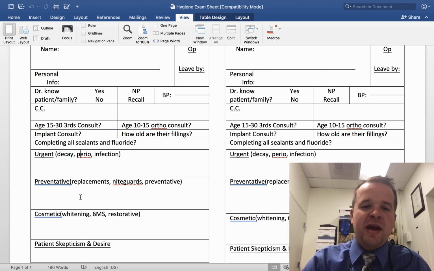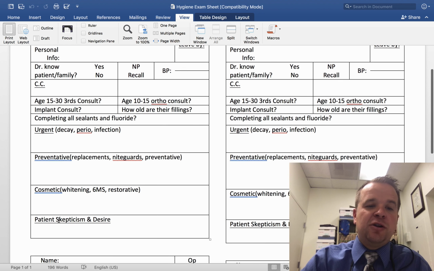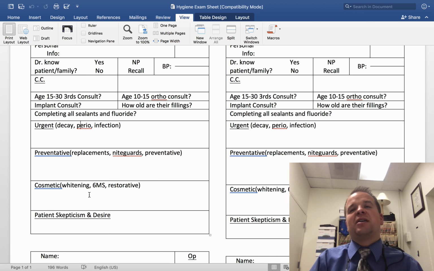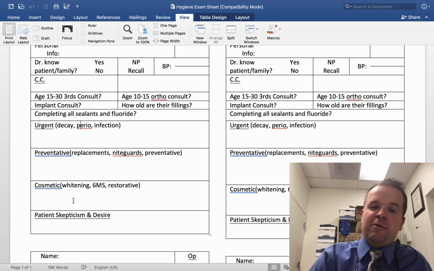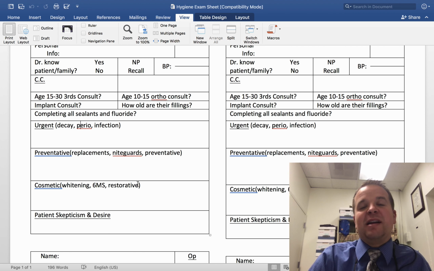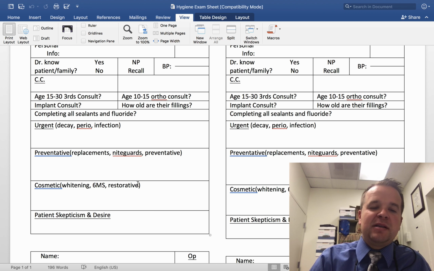Another thing that we can look at too is anything cosmetic. If the patient talked about whitening and they're interested in doing something like that, great place to circle that or write something down here. This is 6 month smiles. That's what the 6MS stands for. And then there's restorative. Another thing that we could write in here is Invisalign. Anything that the patient's interested in, and we also have ortho up here. Just anything cosmetic, this is a good place to write that down.